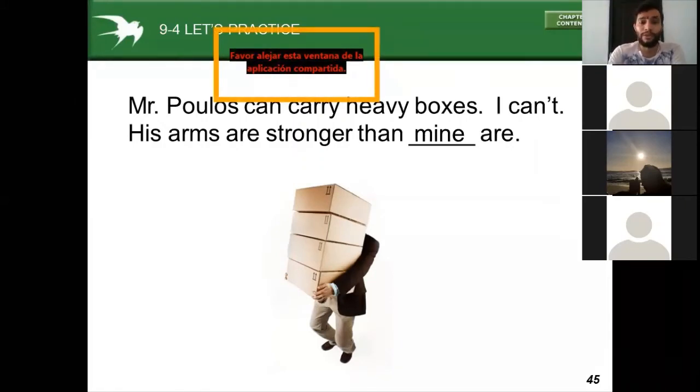So is this part clear? Do you have any question, guys? Is this part clear? Yes.